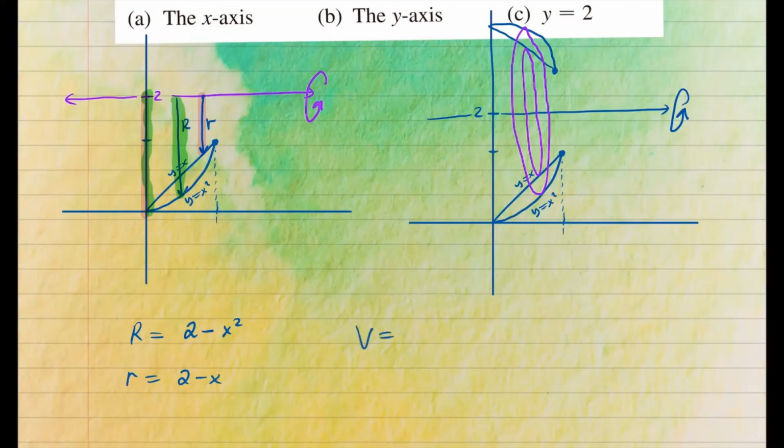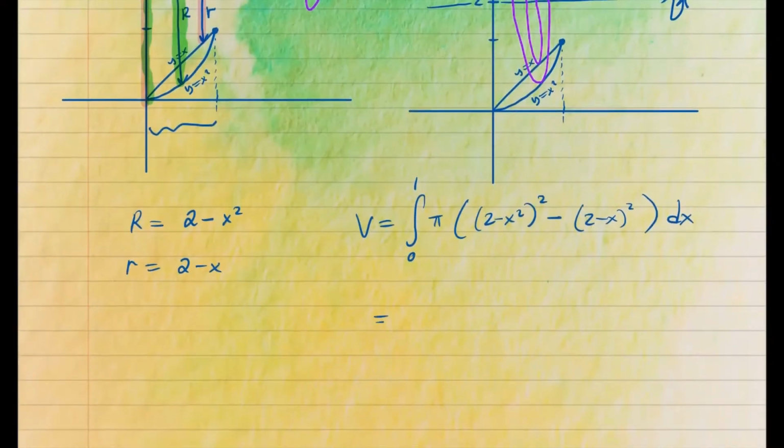So our volume is the integral from 0 to 1, because those are the starting and the end point along the x-axis, of pi times the outer radius squared, so that would be 2 minus x squared, quantity squared, minus the inner radius, that's 2 minus x, squared, dx. So vertical washers, we're integrating with respect to x. Now let's go ahead and finish integrating. We have pi integrating from 0 to 1, 2 minus x squared squared. When you expand that, you're going to get 4 minus 4x squared plus x to the 4th.